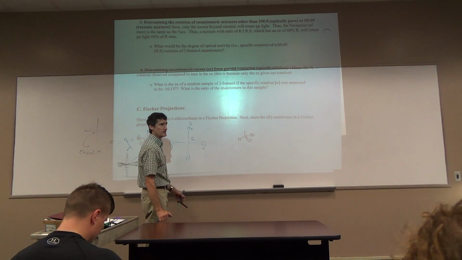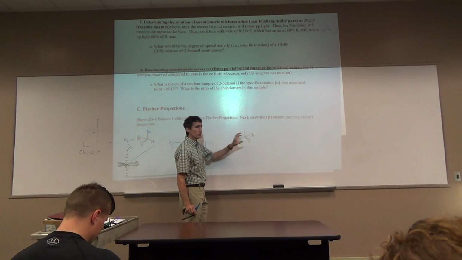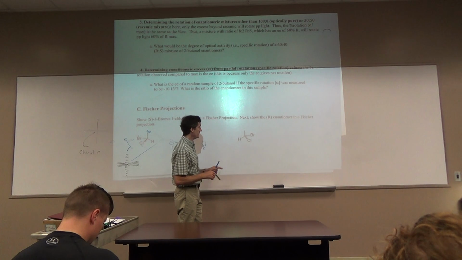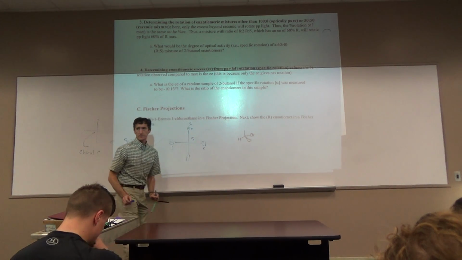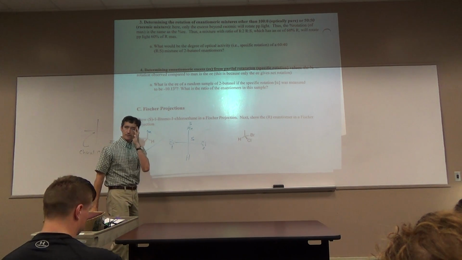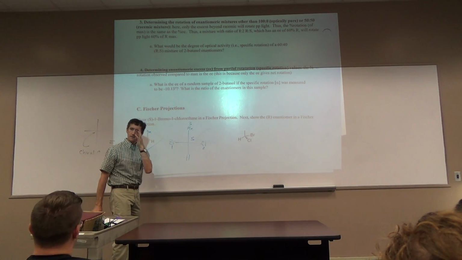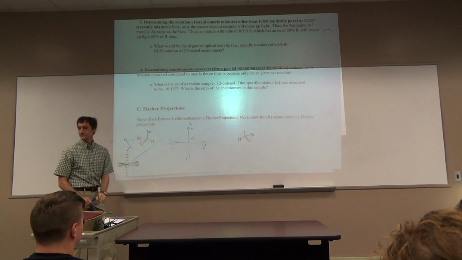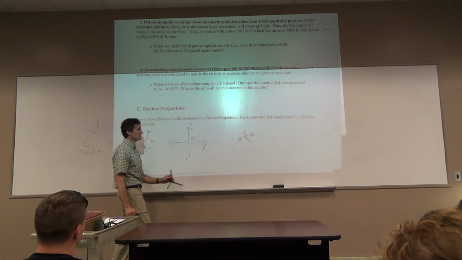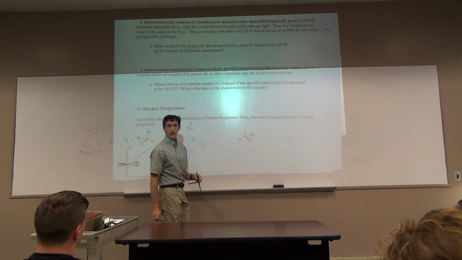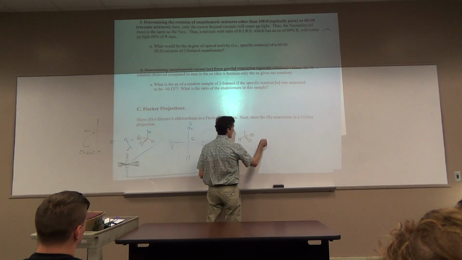Typically in the Fisher projections, you put the dash and the bold on the side. Okay? For example, here, draw that guy in the Fisher projection. And don't cheat. I'll tell you how to cheat in a minute. Dash and bold on the sides. You want them coming towards you. Little man's going to be over here.